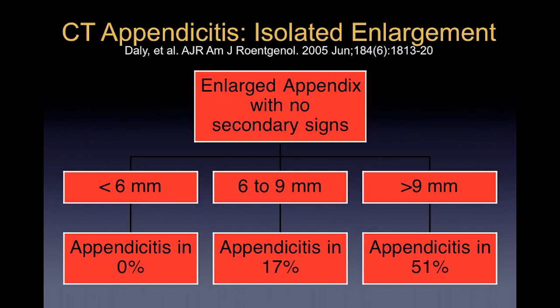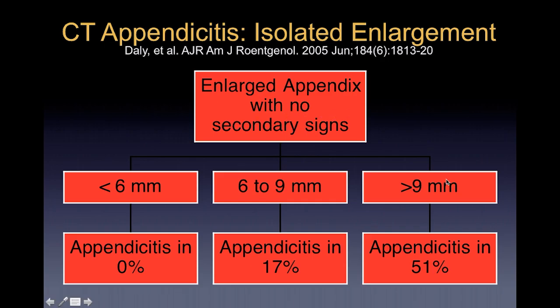This is a graphic that I use in these sort of tricky scenarios. I want you to first look over on this side of the chart and notice that this is where that 6 millimeter number can be useful. Not as an upper limit threshold, but if the appendix is less than 6 millimeters and there are no secondary signs of inflammation, the likelihood of appendicitis is 0%. So below that size threshold, nothing else going on around the appendix, no wall hyperemia, nothing like that, you can be confident that the patient does not have appendicitis.